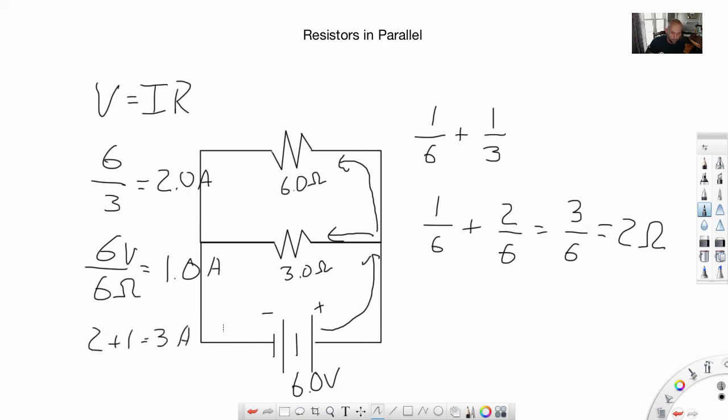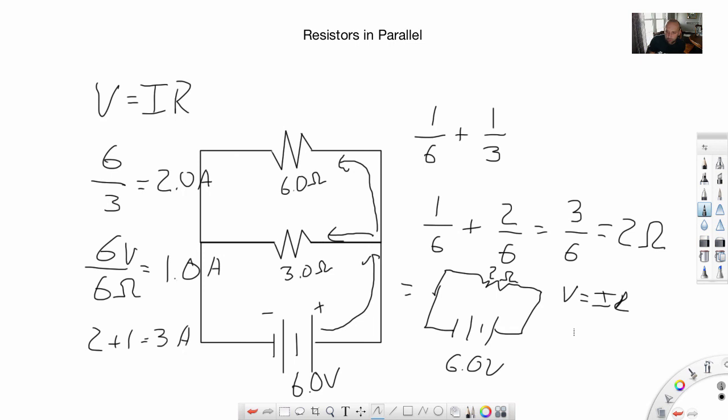amps total. Now if I come back over here on the right hand side and I take a look at this 2 ohm resistor, so we replace this, we redraw it, it looks something like this. And I put my 2 ohms right there, a 6-volt battery right there. If I'm following Ohm's law again, V equals IR, and I do my 6 divided by 2, I get my 3 amps. So that's the way to double check your work.